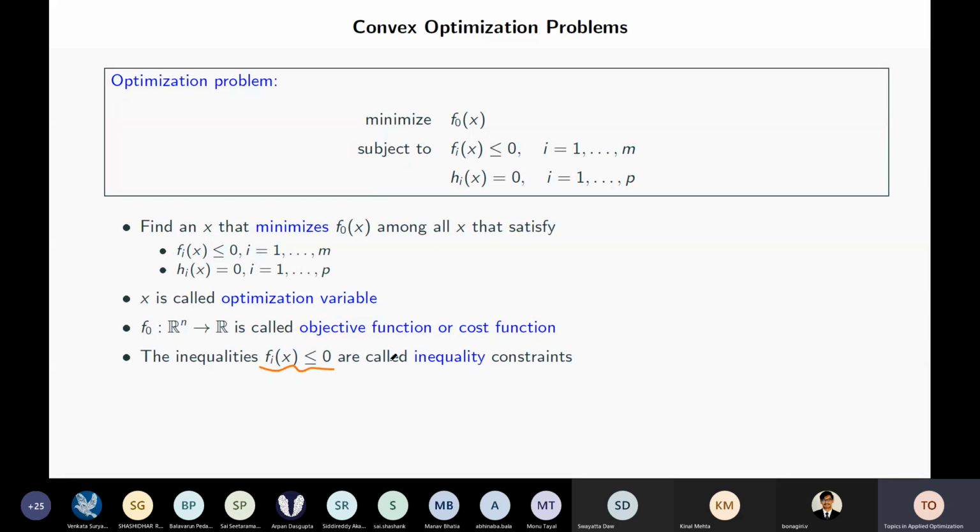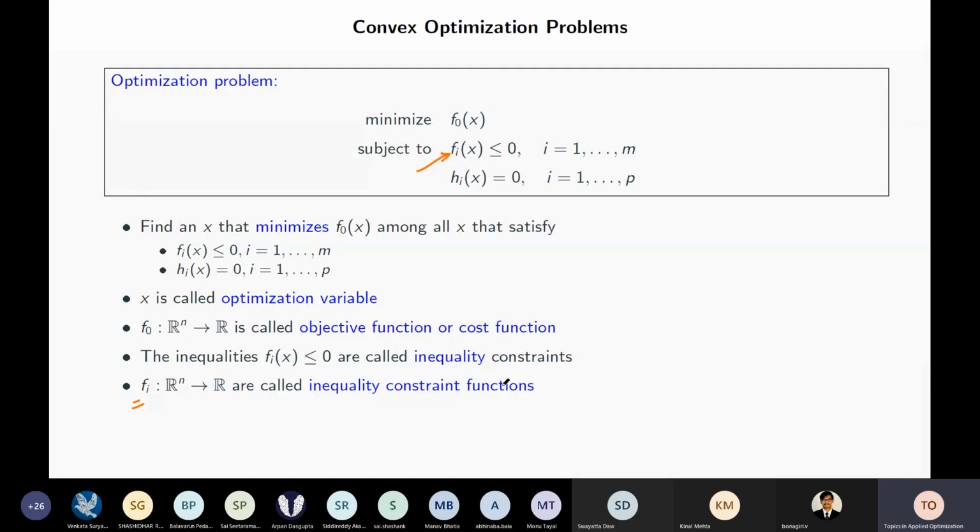These inequalities are called inequality constraints. These are the constraints your problem has to satisfy. So you have to minimize this, given that x also satisfies this and this. These are the constraints on your variable x. And the f i are called inequality constraint functions.